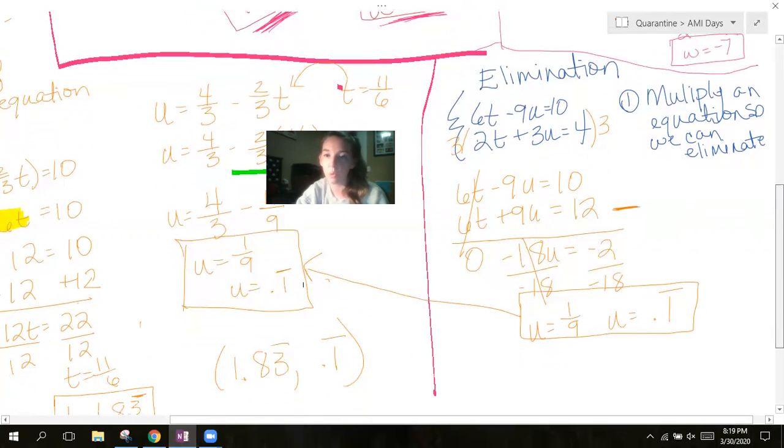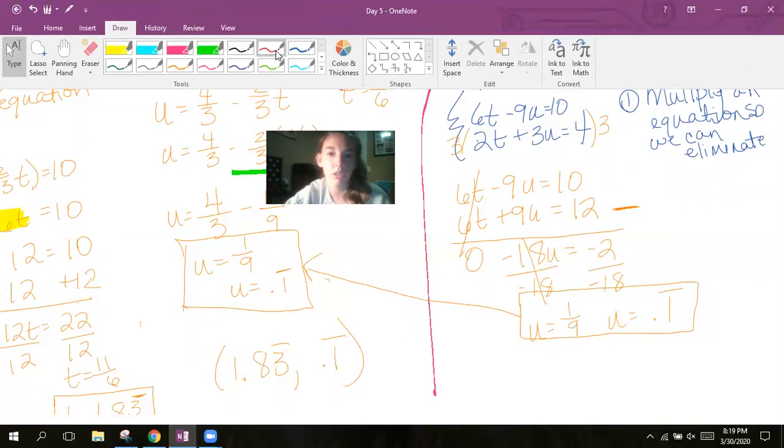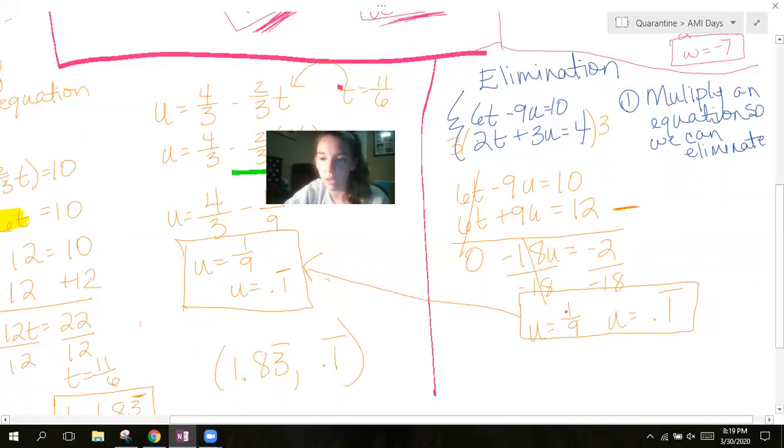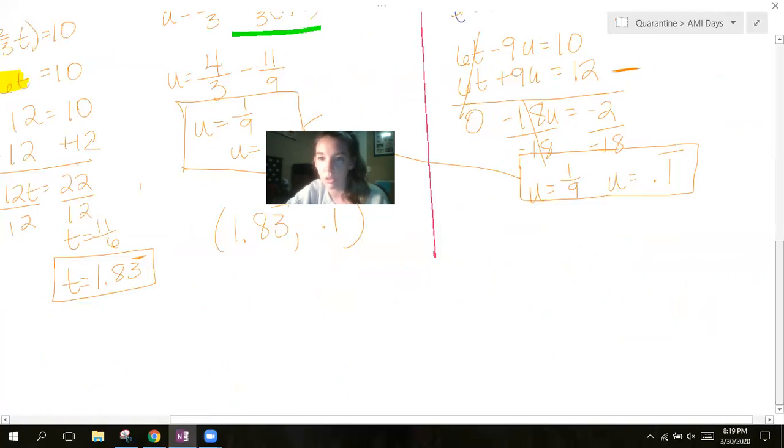Now, since we know what u is, then we can just take it and substitute it in. Okay, so let's go up here, let's change colors. Okay, so I know that u equals 1/9, so I can just take that and literally plug it into any of the equations. So I'm just going to choose 6t plus 9u equals 12. Okay, so I know that u equals 1/9, so I'm just going to substitute that in.